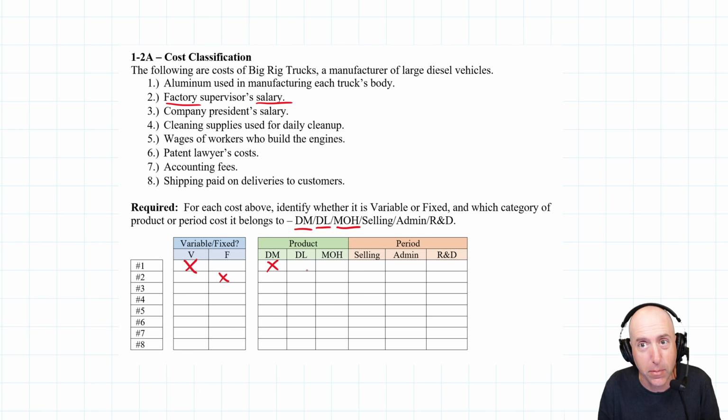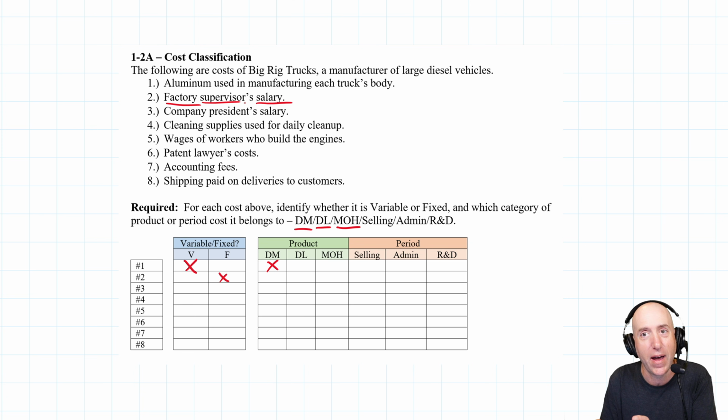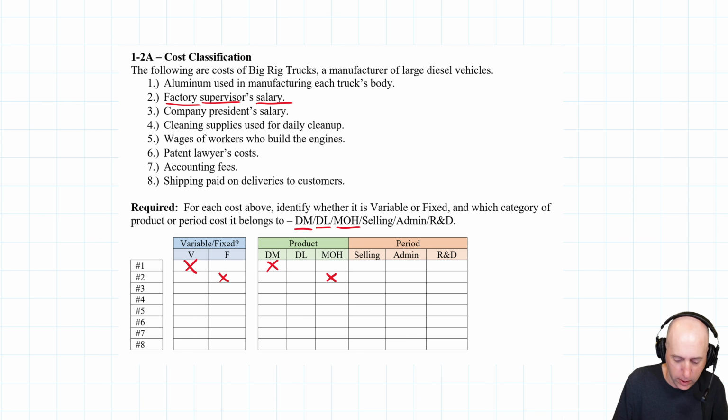They're supervising other people who have their hands on the product. If that's the case, and that's most likely the case since they're a supervisor, we would call them an indirect factory cost. We would call them overhead. They're not having their hands on the product.